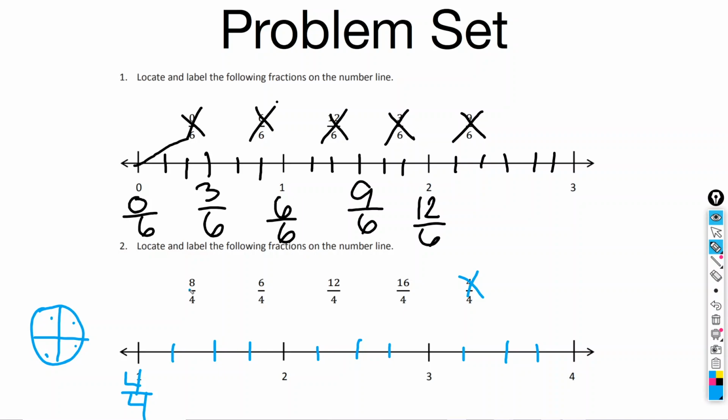Now, first I'm going to look at 8 fourths. So I'm going to start at 4 and count up. 4, 5, 6, 7, 8. And right here at 2 wholes is 8 fourths. And that's done. Next is 6 fourths. So I'm going to go back to 4 and count. 4, 5, 6. 6 fourths.